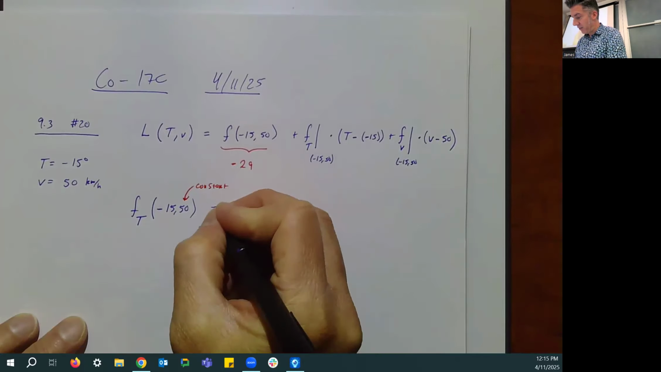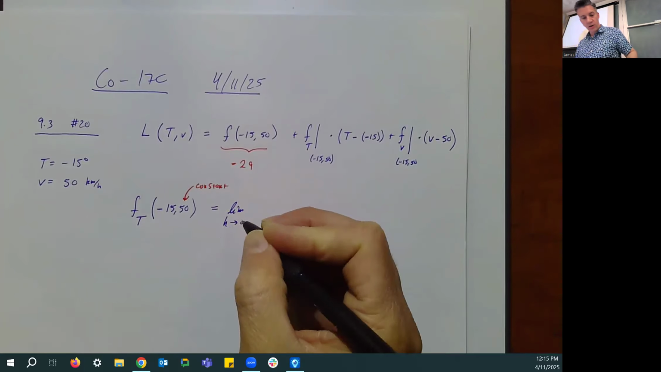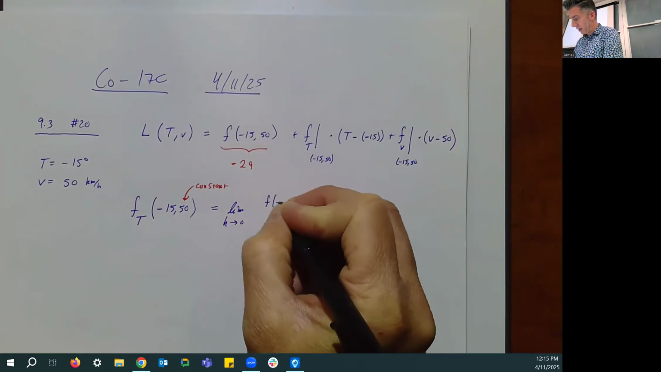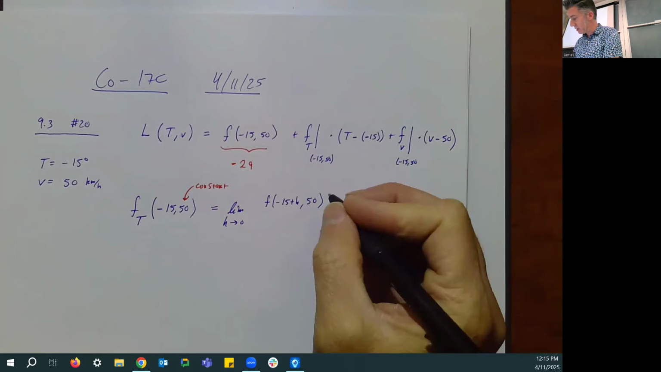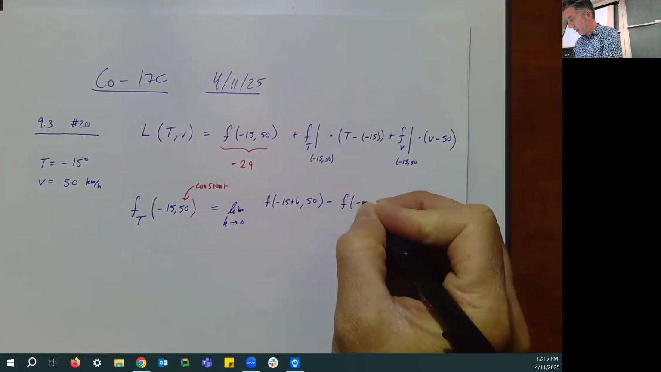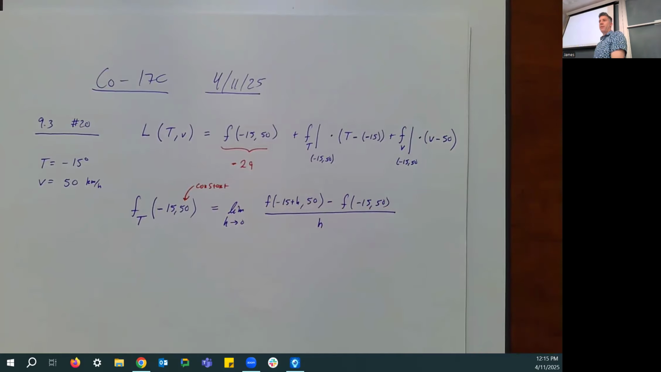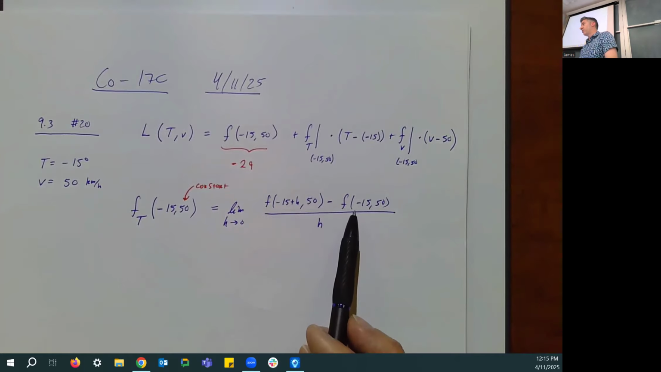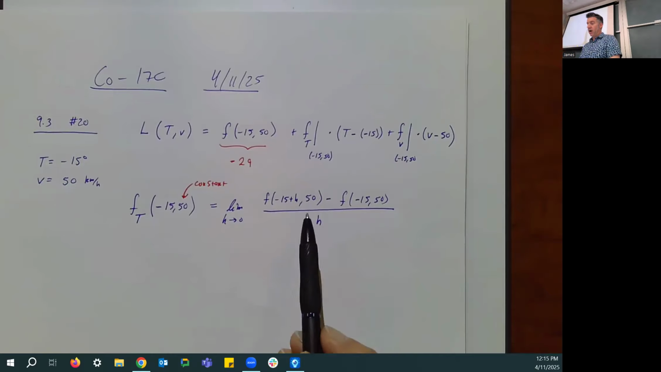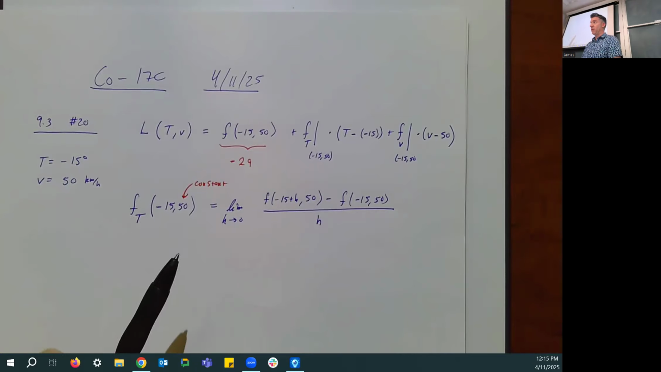So here's the limit definition version of this. It's going to be the limit as h goes to 0 of f of negative 15 plus h, comma 50, minus f of negative 15 comma 50, all divided by h. We're doing more work than we need to, so don't worry too much about this. It's the usual kind of definition of a derivative, right? You have your f of x plus h minus your f of x, all divided by h, taking the limit of that. And then the other input is just being held constant, because we're differentiating with respect to t, not with respect to v yet.